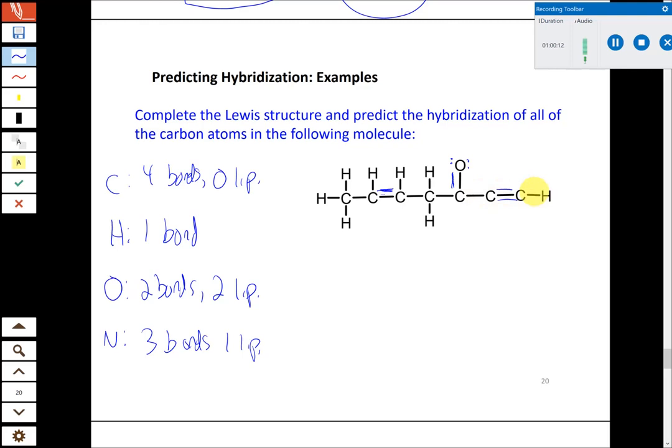And then to get the hybridization of each one, we just have to look at the total number of things that are attached to each carbon atom in the structure. So this first carbon atom has 4 things attached to it, 4 total groups, so it's going to be sp3.